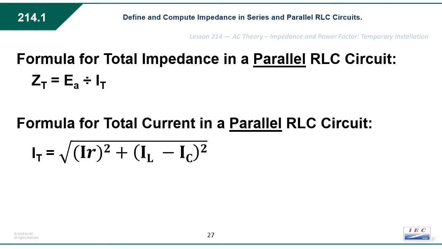In a parallel circuit, the total impedance is the same as the applied voltage divided by the total amperage. And to figure out your total amperage, it would be the square root of IR squared plus (IL minus IC) squared. Very similar to our Z, our impedance of a series circuit formula. So write those formulas down. Make sure you have those with you next week for the exam.